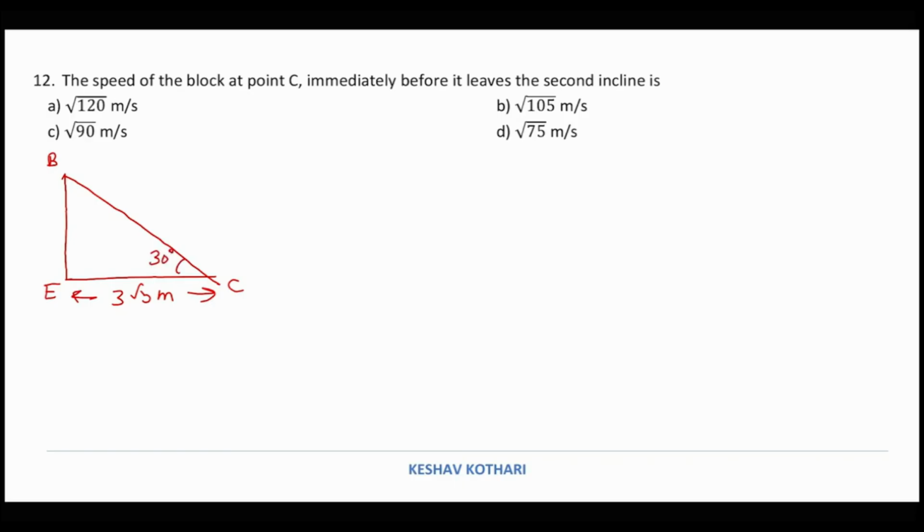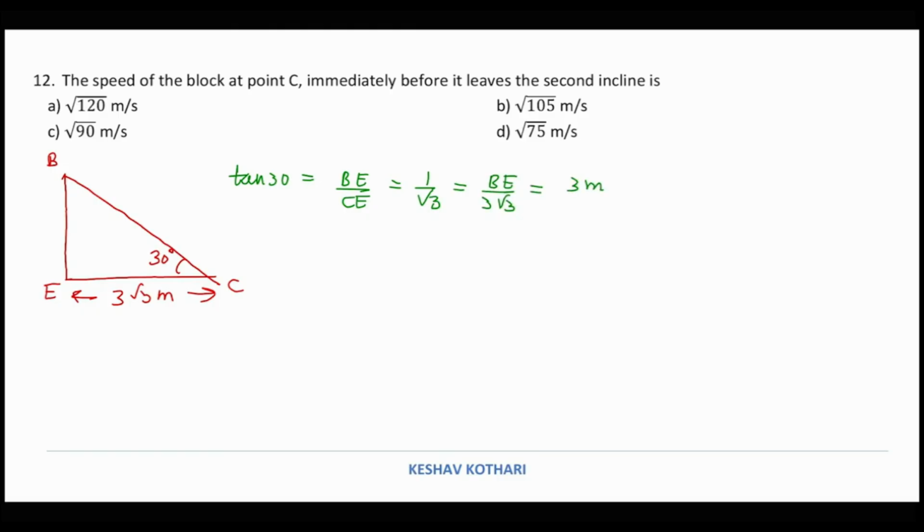So if we apply tan 30 over here, we say tan 30 is equal to BE by CE, that is equal to 1 by root 3, which is equal to BE by 3 root 3, and we attain a value equal to 3 meter.